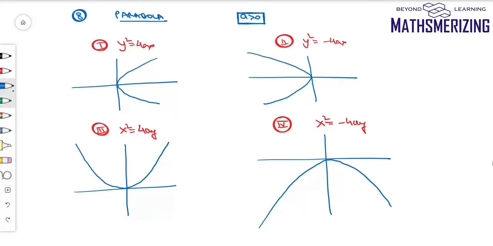Now say for example, I have to draw the graph of y equals minus 3x square. So when I see this, this is x square equals minus 1 upon 3 y, which is the fourth form. So the graph of this parabola will be a parabola opening downwards.